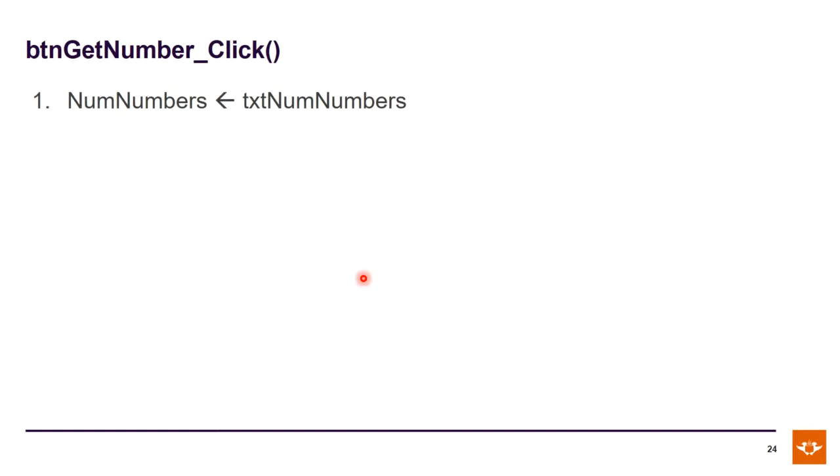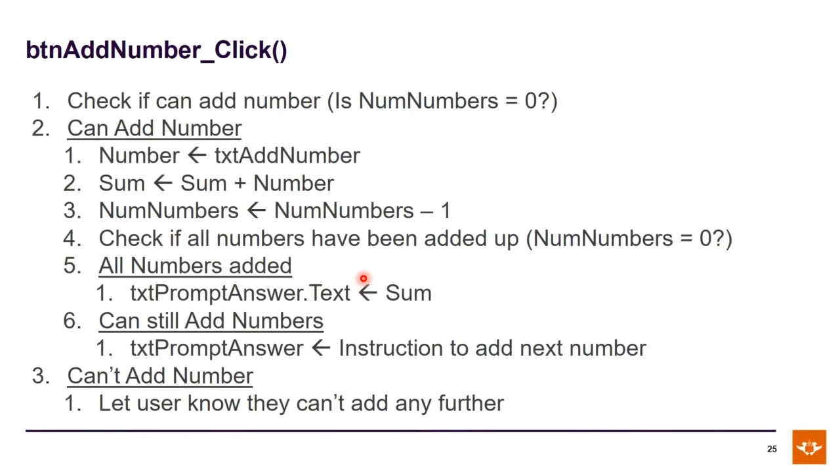All right, so in terms of the first button, I don't think there were any queries about this code, were there? No, I mean, it's a single line, no issues. It's the second one that is perhaps a little more complicated because there's a lot more to go through. So the first thing you want to do is you want to check if you can add a number. In other words, is the num numbers equal to 0?